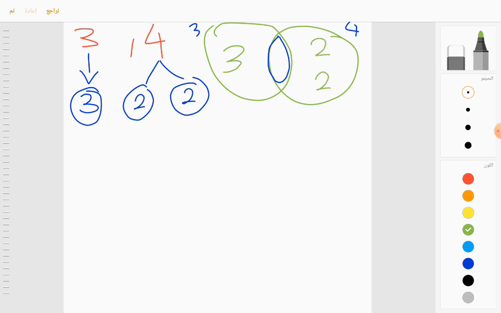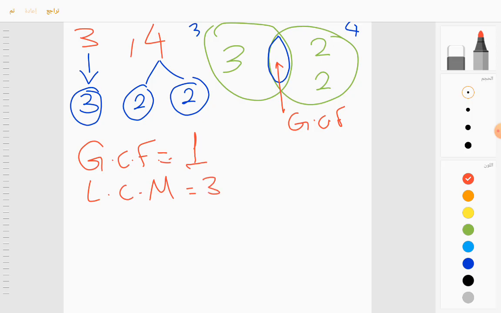So in this shape, what is the GCF? There are no numbers in the GCF part, so the GCF will be 1. If there are no numbers in the GCF part or the intersecting part, then the GCF is 1. And the LCM will be 3 multiplied by 2 multiplied by 2 equals 12.